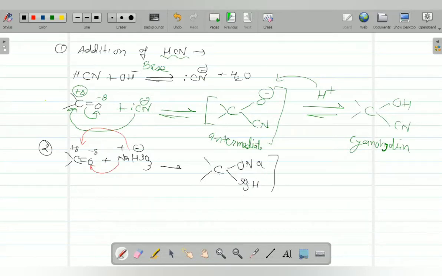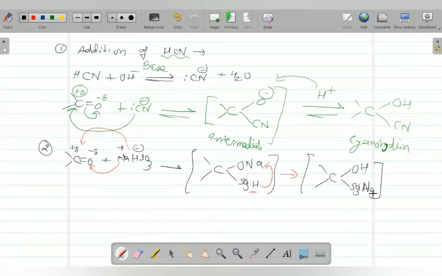It's an intermediate. But later on, a proton transfer takes place. What is proton transfer? This H and Na get transferred. So what is the ultimate product? You will say OH and SO3Na, right? This is a bisulfite addition compound. So here also ketones are less reactive because of the steric reasons.